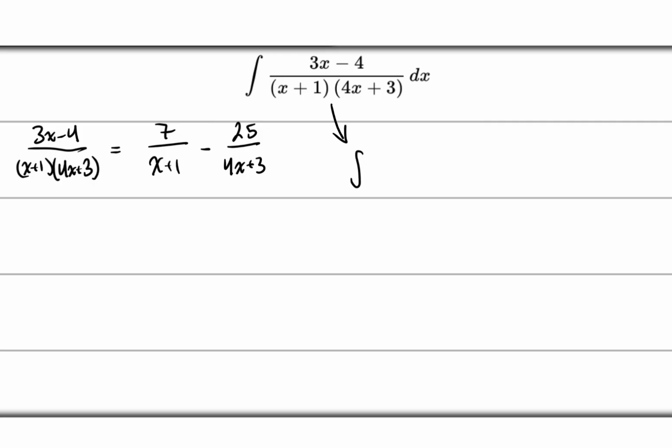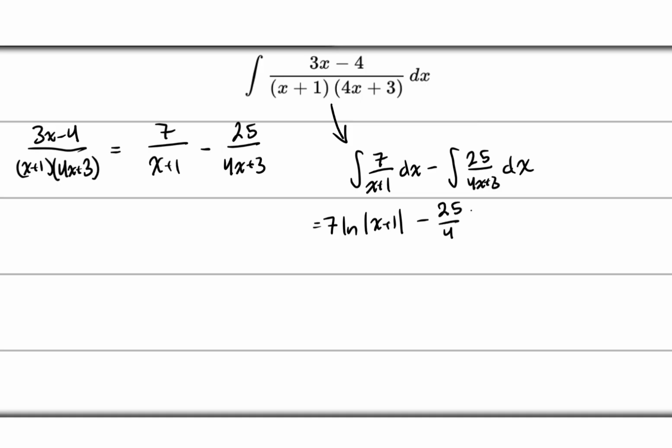So we get the integral of 7 over (x + 1) dx minus the integral of 25 over (4x + 3) dx. And now we just integrate, and these are both the antiderivative of the natural log. And so we get 7 times the natural log of the absolute value of x + 1 minus 25 over 4 times the natural log of 4x + 3. And then the plus C.